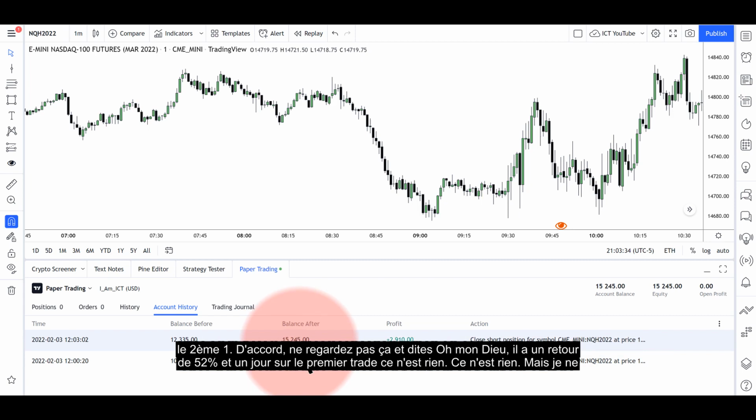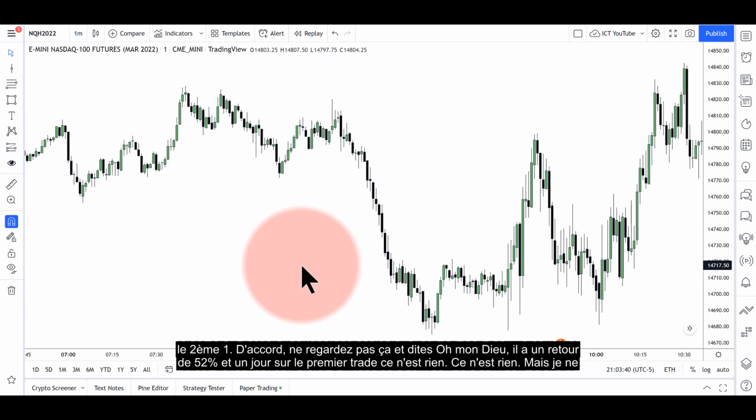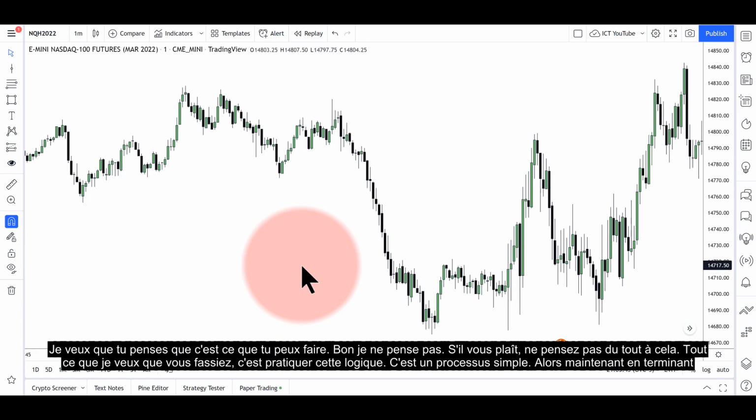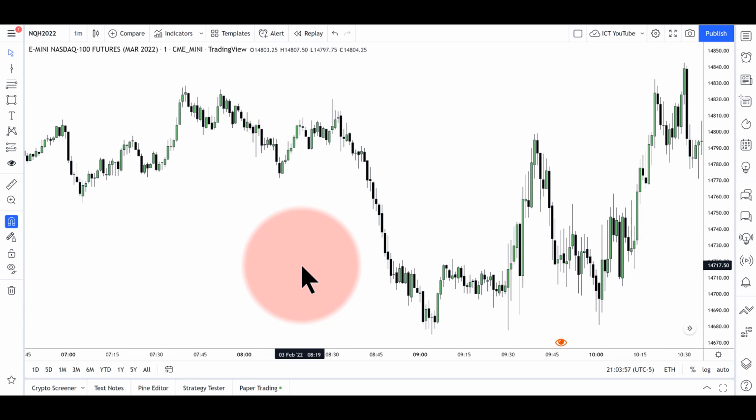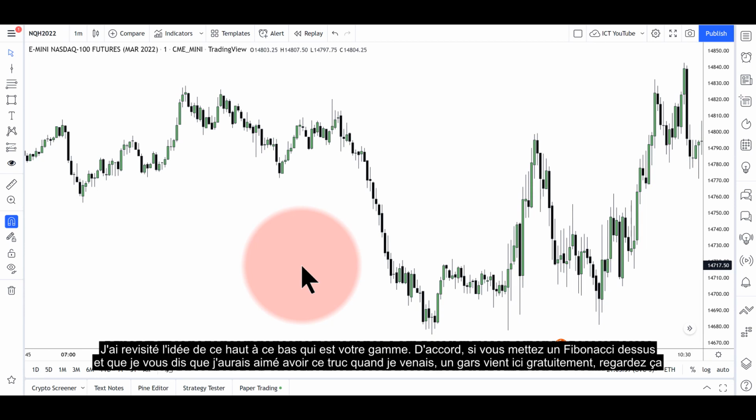Okay. Don't look at this and say, oh my goodness, he's got 52% return in one day on first trade. That's nothing. But I don't want you thinking that's what you can do. Please don't think that at all. All I want you to do is practice on this logic. It's a simple process.